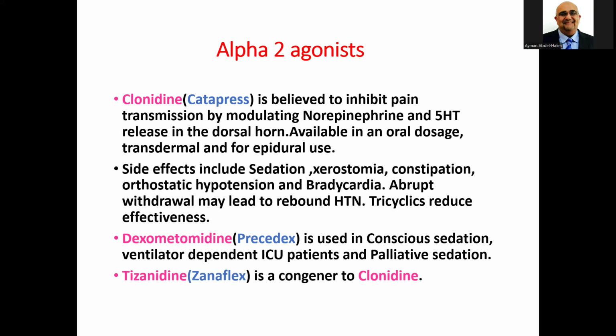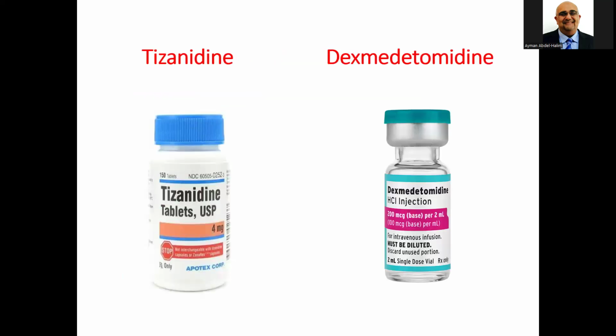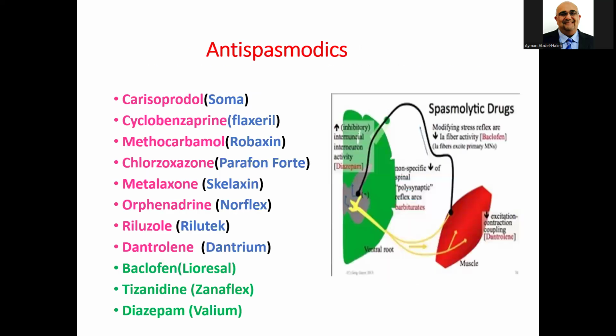Tizanidine is a muscle relaxant that we use on a daily basis for musculoskeletal problems. So this is tizanidine tablets. It's under many names. Okay, it's also an alpha 2 agonist. Okay, now antispasmodics, we have a huge list, all right, that I put there for you guys.